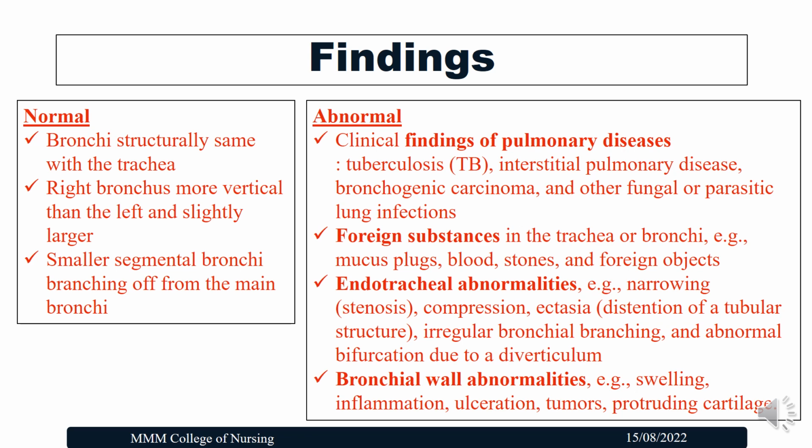Then endotracheal abnormalities such as narrowing, stenosis of the trachea, compression, ectasia, that is dilatation or distension, irregular bronchial branching, or abnormal bifurcations due to diverticulum. Then bronchial wall abnormalities such as swelling, inflammation, ulceration, tumor, or protruding cartilages. So these are some of the abnormal findings we can elicit during a bronchoscopy.